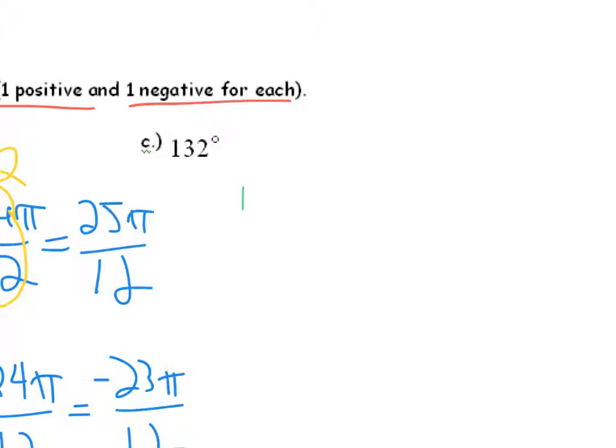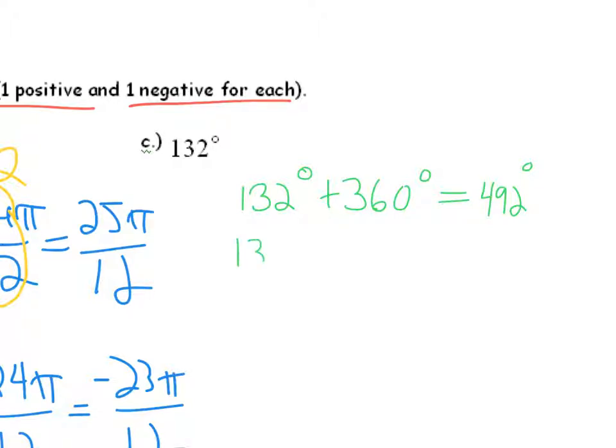I would do 132 plus 360, because that's 1 revolution in degrees. So we're looking at 492 degrees. To get a negative one, so that's my positive answer.